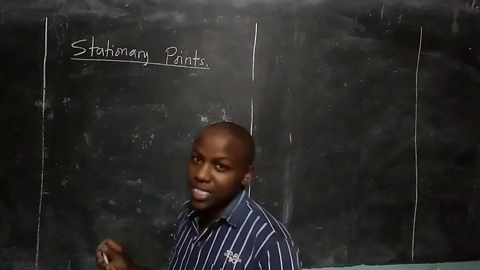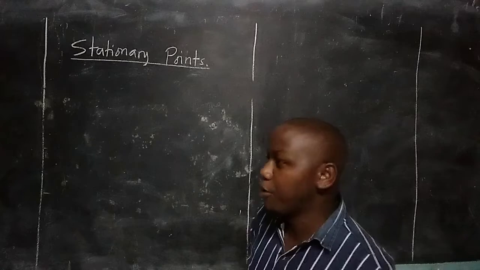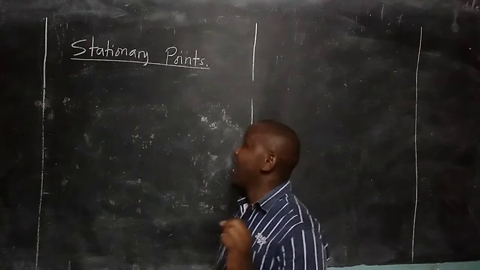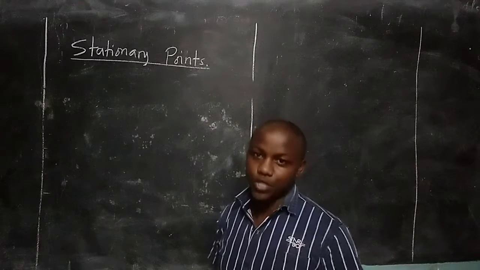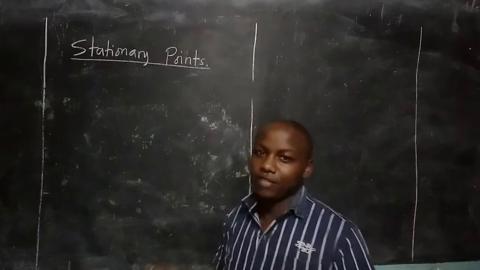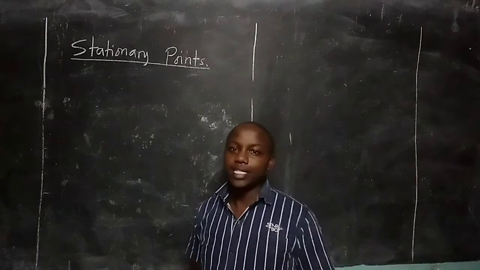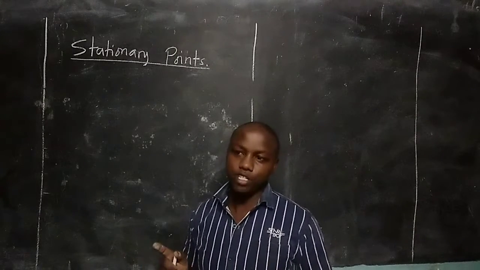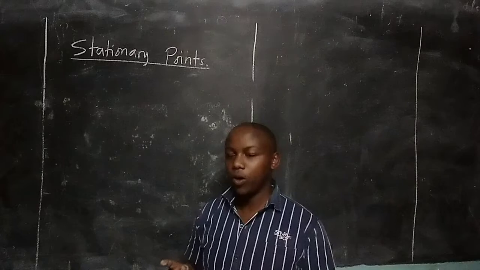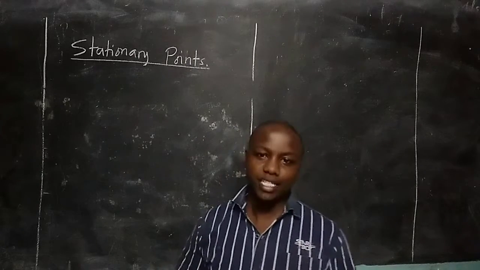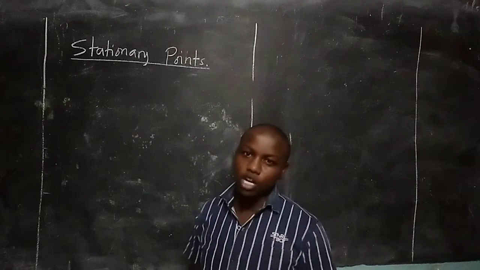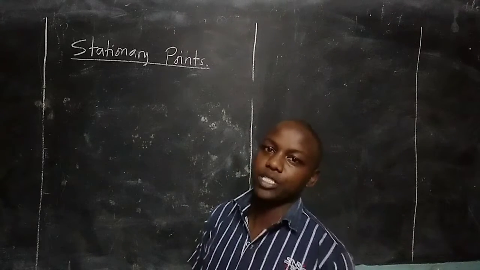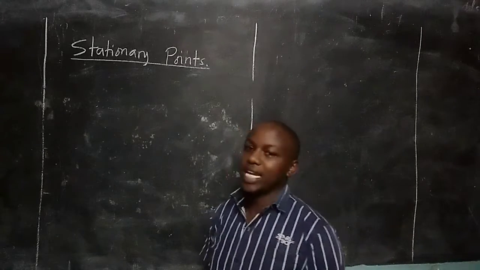So stationary points at times are called turning points, and these are points where the gradient of a curve changes to zero. Then after zero, depending on the nature, it can continue being positive or become negative if it was positive. It can also change from negative to positive, depending on the three types of turning points. So to understand the several turning points, we are going to study a case here.